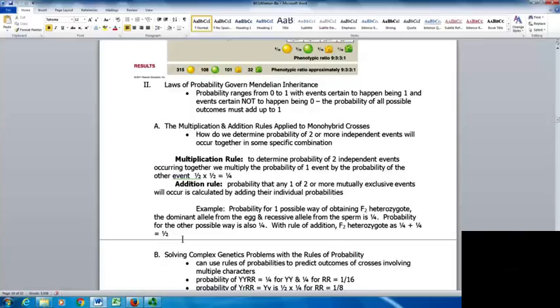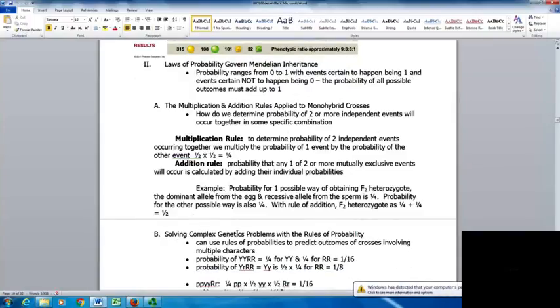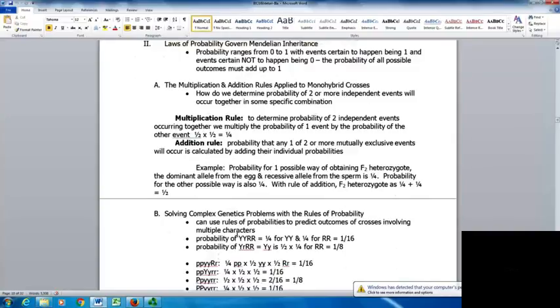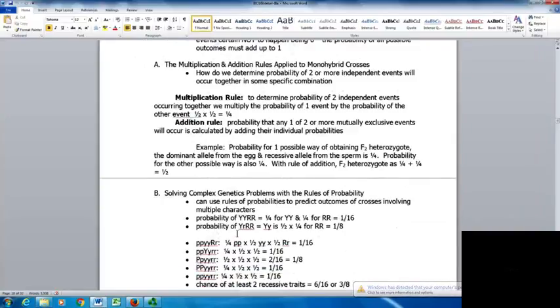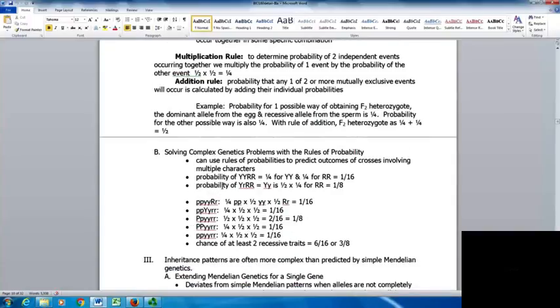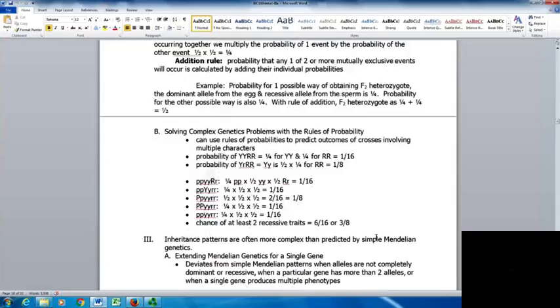If you're doing 1 or 2 traits that you're looking at, it's usually easier just to do the Punnett square. If you start looking at multiple characters, then it becomes much easier to use the probability rules. There are several examples here where you can see using the multiplication rule to get the number of recessive traits in these organisms.